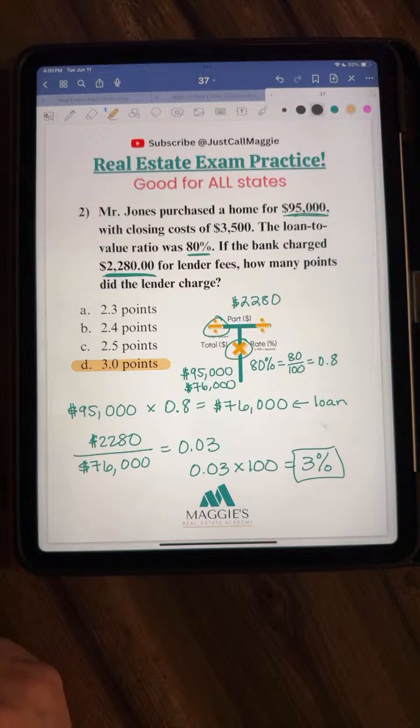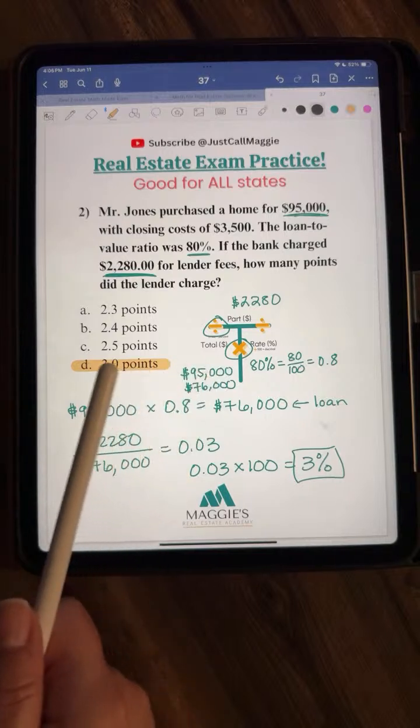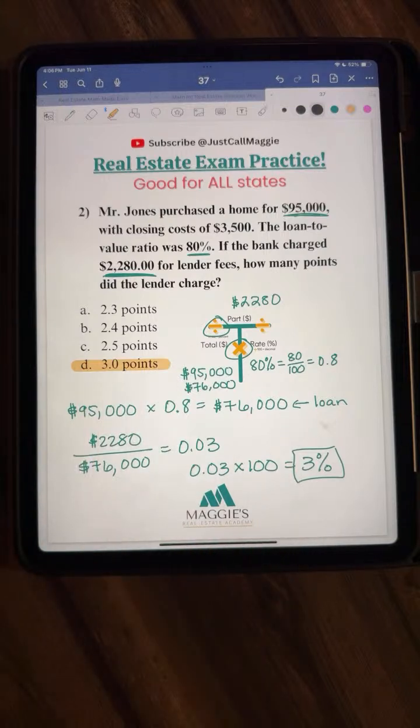These are very important questions that you may see on the exam. So make sure you know how to work points forwards and backwards. This one was kind of a backwards way of doing it, but it's all good.